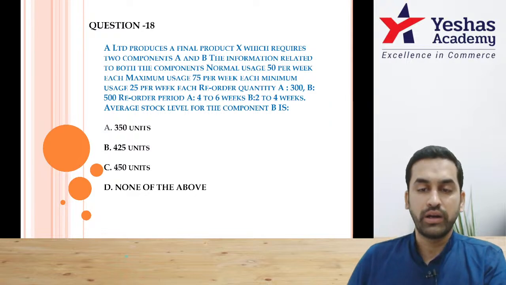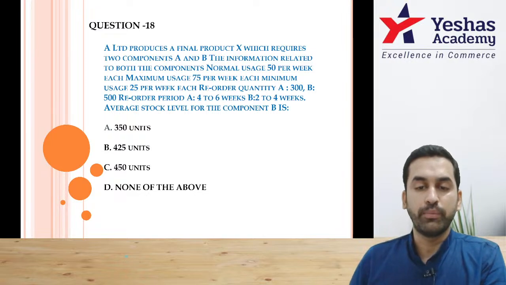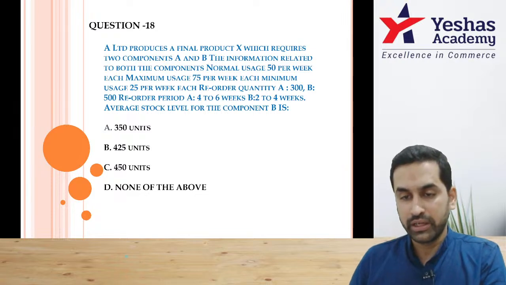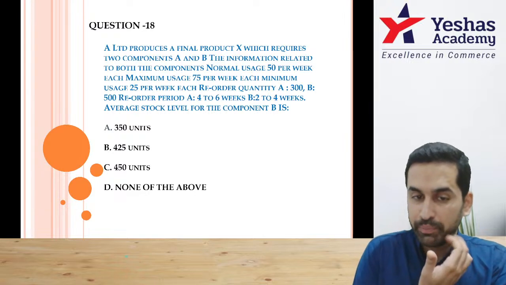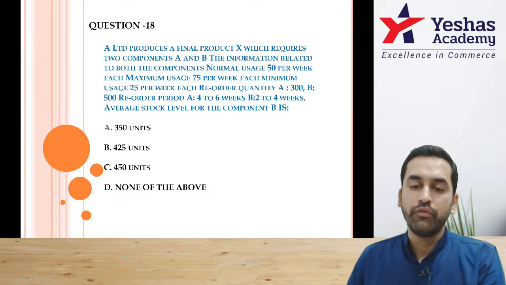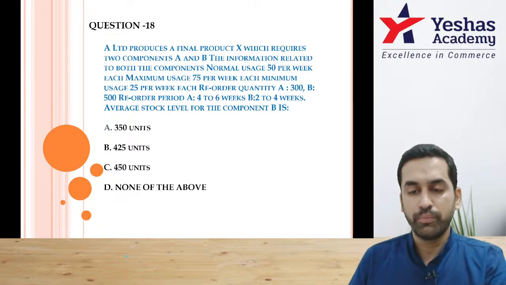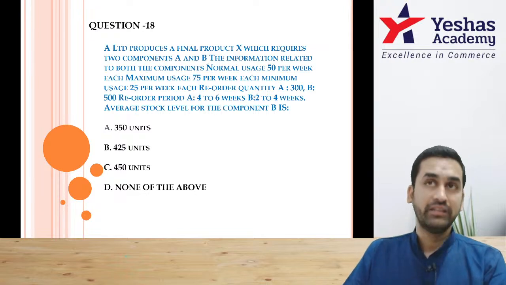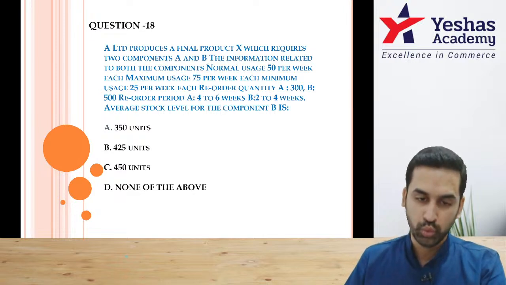A Limited produces a product X which requires two components A and B. The information related to both the components are given. Normal usage 50 per week, maximum usage 75 per week, minimum usage 25, ROQ for A 300, for B 500, reorder period 4 weeks to 6 weeks. For B, 2 weeks to 4 weeks. Question is average stock level for component B. Now to do average level, you have to first find out minimum level, then you have to find out maximum level, and then do minimum plus maximum by 2.